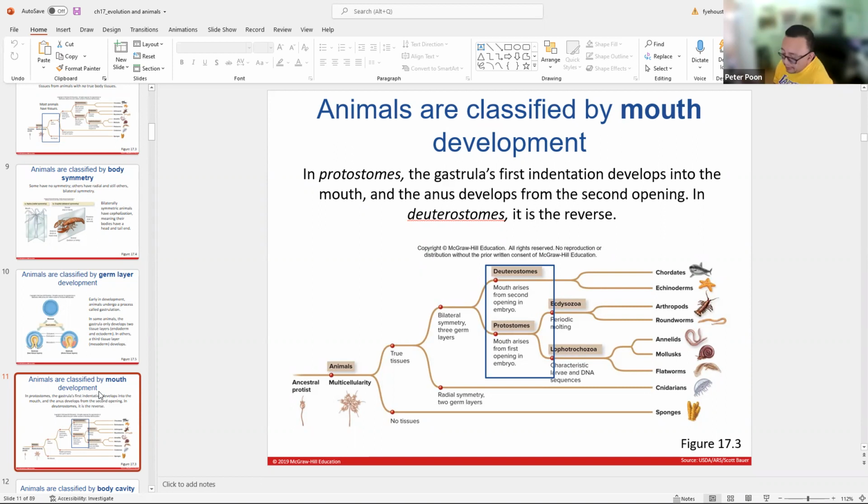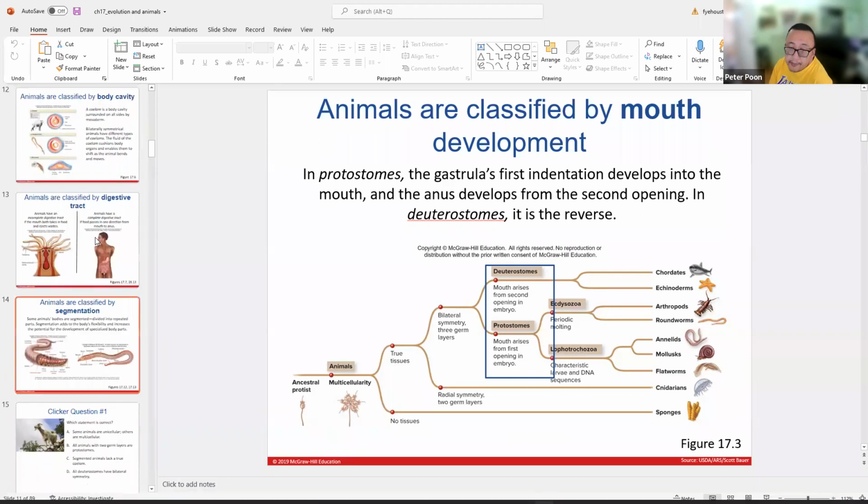In humans and in echinoderms, the first hole that opens up is actually the anus. The second hole is the mouth. Your anus actually forms before your mouth does. It seems like not a big deal, but it's a very clear distinguishing feature in these animals.